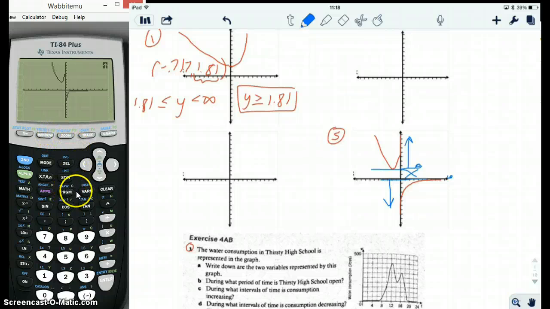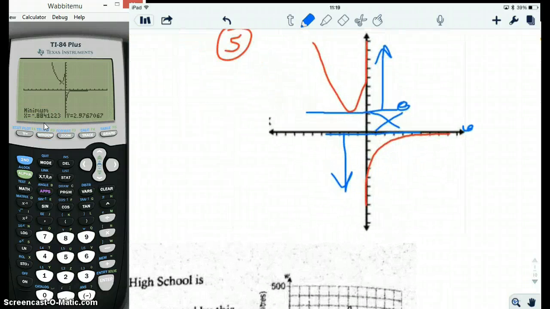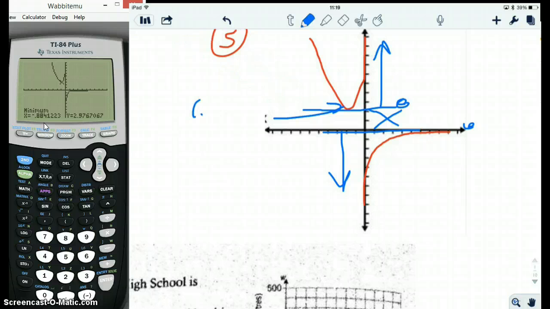So we're going to do second calc min first, and this smashed parabola, we're going to find that first, okay? So we say, okay, what's the left bound? And we'll put it about here on the left side of the minimum point. And then we go to the right side of the minimum point, we hit enter again. And then our guess, we just hit enter. And it tells us that the minimum point is negative 0.884. Okay, so this point here is negative 0.884, comma, 2.98.